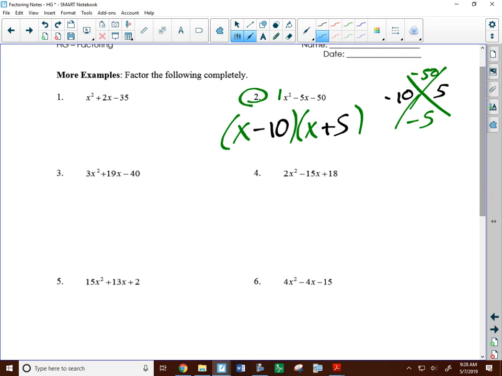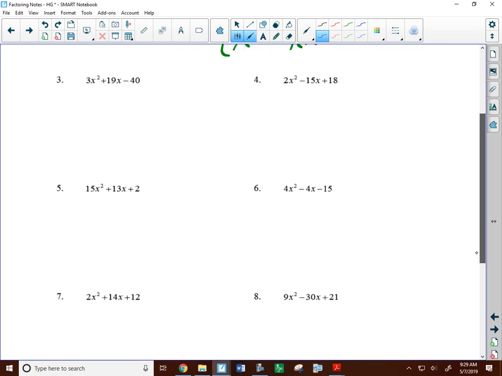Wait, that's how you factor completely? Yeah. Again, this is when a equals 1. That was the first case where it's 1x squared. So you're done. FOIL that, and you'll get the original, if you want to check. Okay. Yeah, just two numbers that multiply to get c, add to get b.